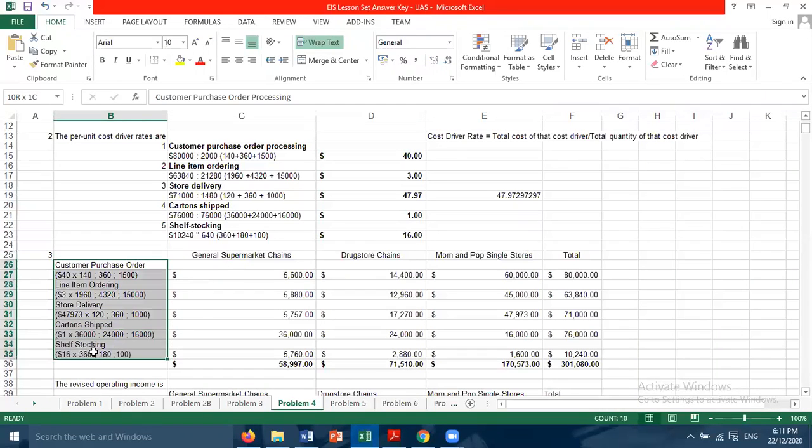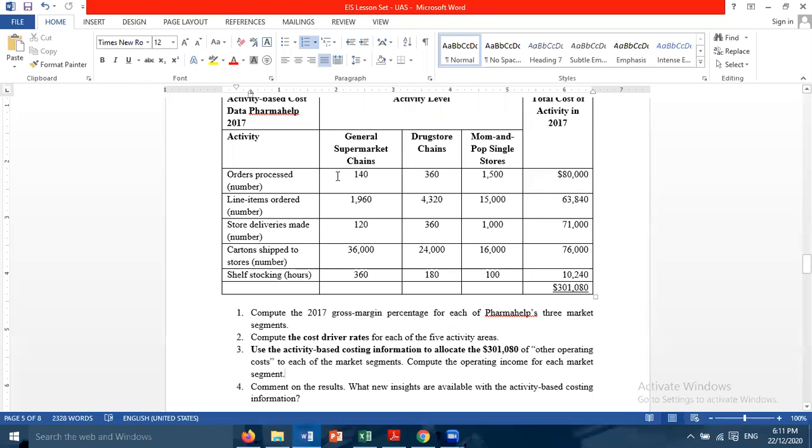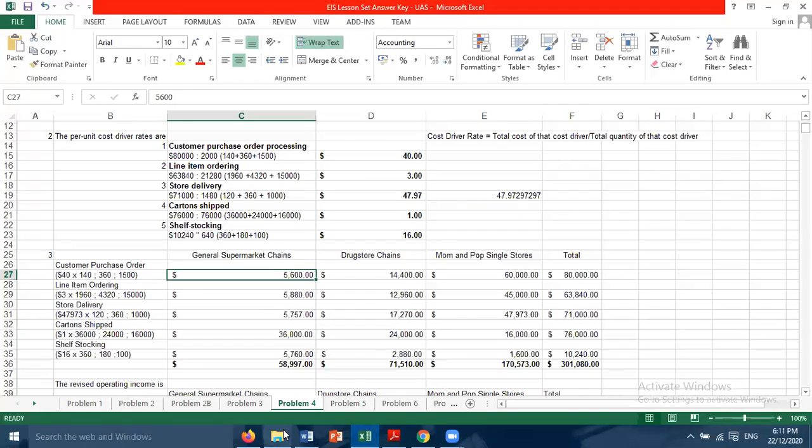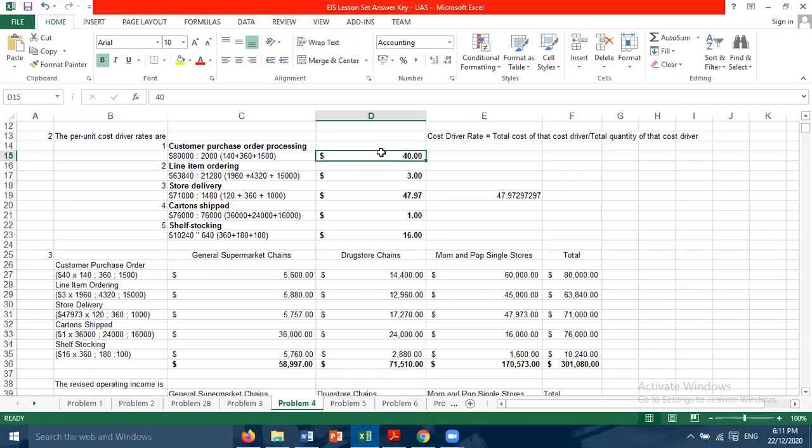Well, we've divided activities into 5 activity areas, right? Now, all we need to do is multiply the cost driver rate we get from number 2 with the activity level from each market segment for each activity. So let's say general supermarket chains has an activity level of 140 for orders processed. All we need to do is multiply 140 by the cost driver rate of order processing, which is $40. So 140 times $40 is 5,600.